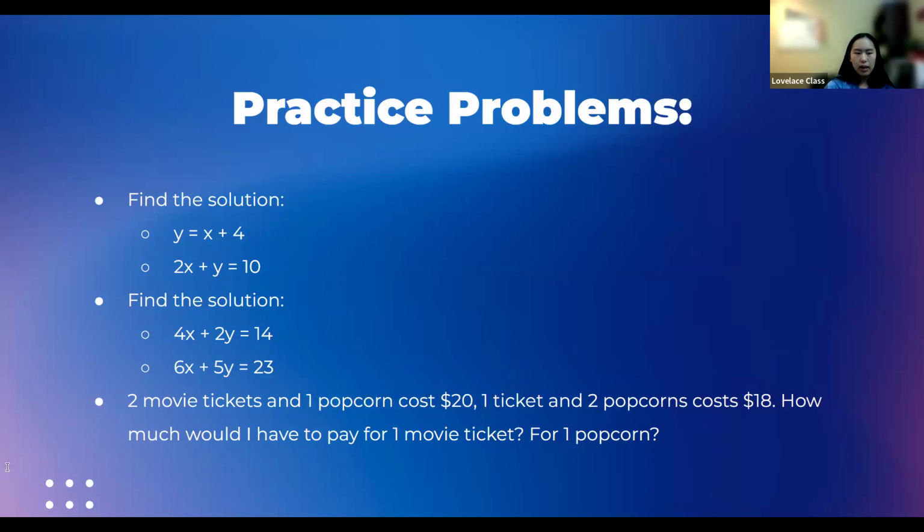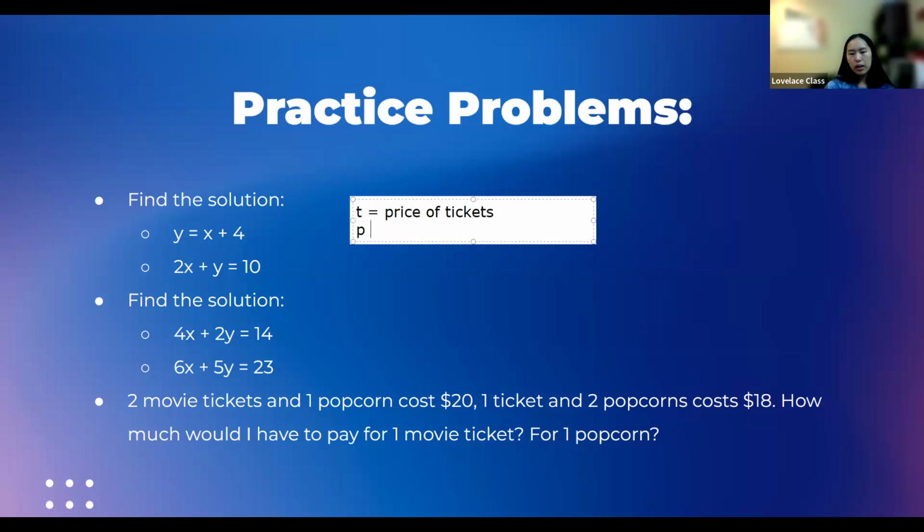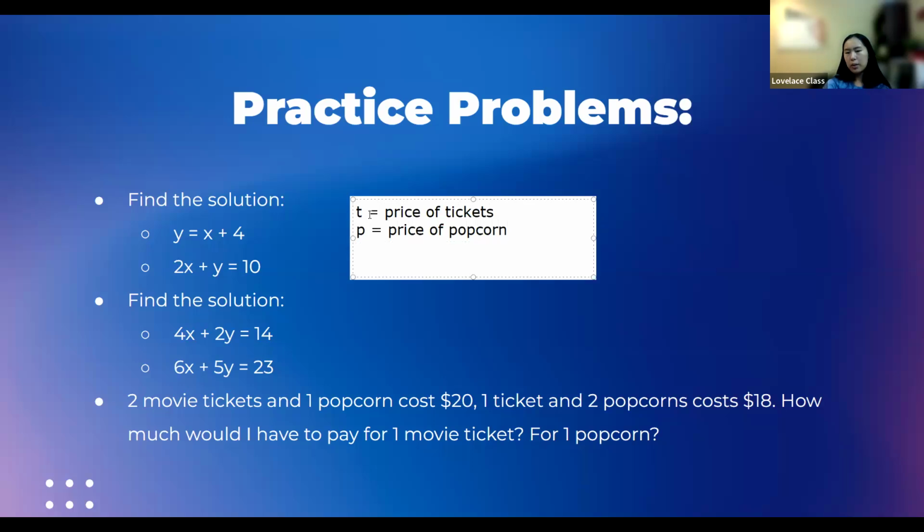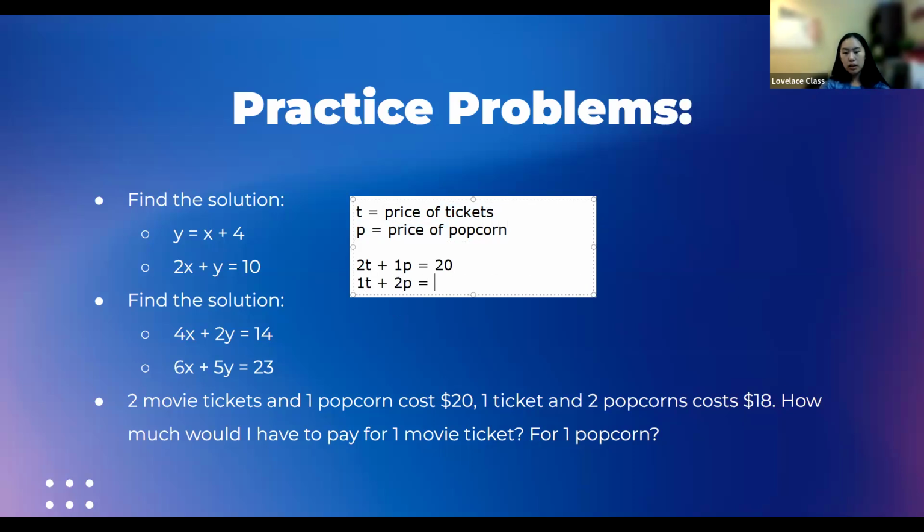Okay. Now for the third problem, this one's like a word problem, but I'll just write out how you should do it. So I said t equals the price of tickets, right? And then p equals price of popcorn. For word problems, I like to just label the variables whatever the first letter of the word is, just because it's easier for me to remember, right? So 2t plus 1 popcorn equals 20, right? And then 1 ticket plus 2 popcorns equals 18.